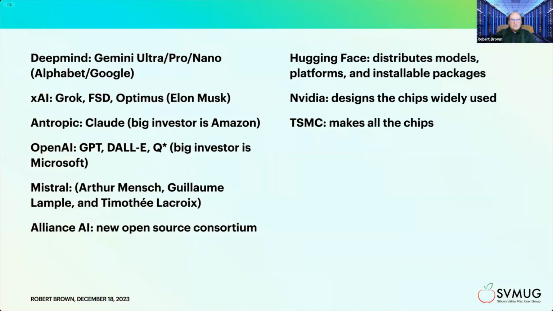Mistral, I hope I'm pronouncing that correctly, is French. It is basically three independent developers who have put together their own large language system. And then there is Alliance AI, and they're kind of interesting. You may remember in the history that OpenAI started off as being an open source operation that was going to be not for profit. It was going to be completely transparent and so forth. And then abruptly, it turned into a proprietary outfit for profit with lots of secrecy.